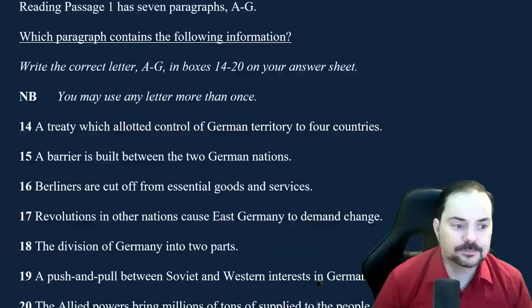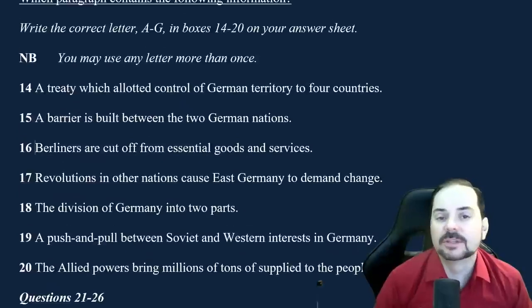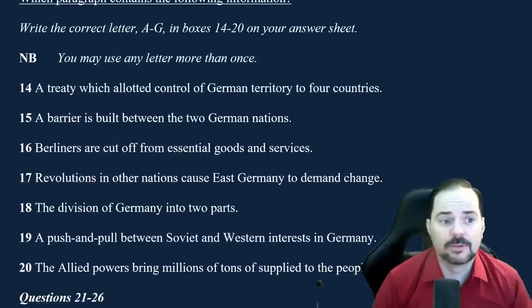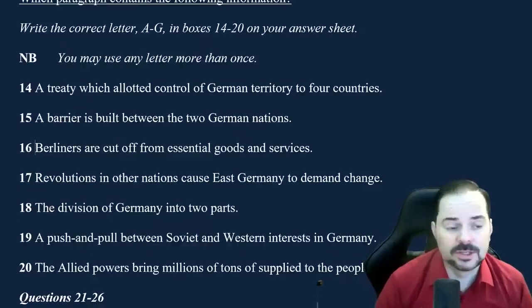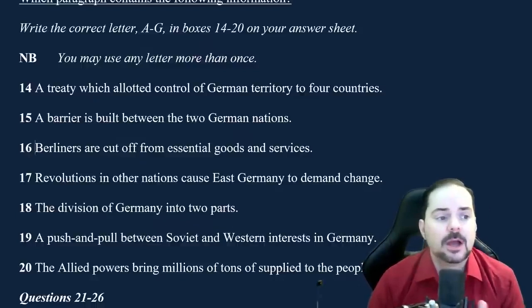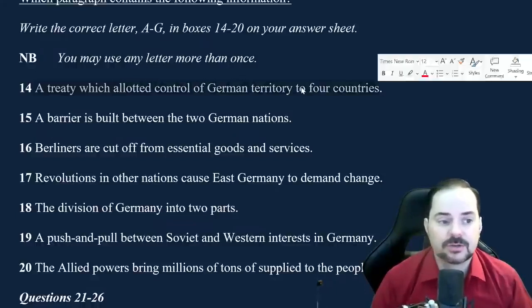So when you're looking at these questions, which paragraph contains the following information? These are good to read nice and fast before the passage. This is reading, everybody, so read with me. We're going to do this together, okay? A treaty which allotted control of German territory to 4 countries.